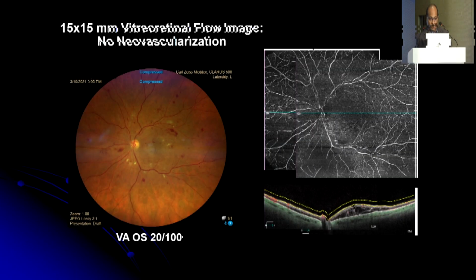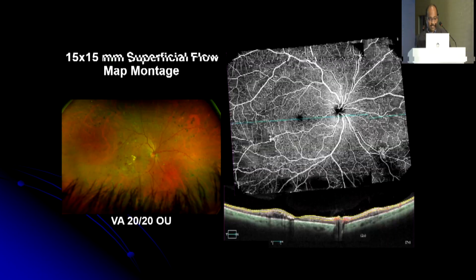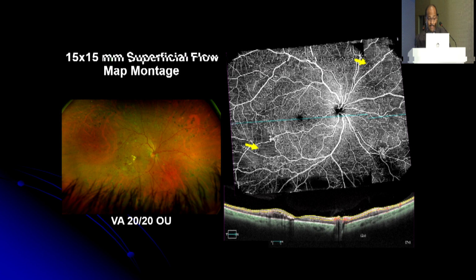Yeah, right. So now in this patient, there's a 15x15 retinal thickness montage, and you see the thickness out there, and this corresponds with non-perfusion out there. And when you move to that VRI interface, in this superficial flow montage, you see the line, the slab is right here. So this is superficial. You're getting all the superficial capillaries. You're seeing the non-perfusion area.